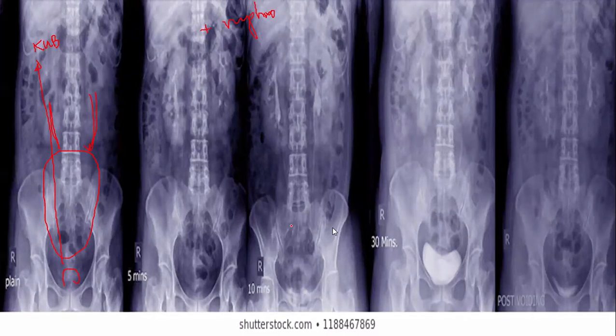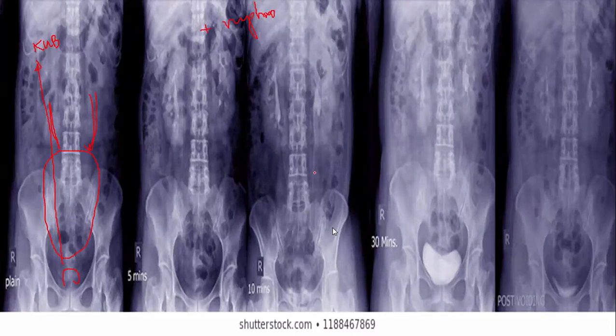After 10 minutes, you make a shot. So after 10 minutes again, di ba, 5 minutes. After 5 minutes, you shoot. Then after 10 minutes, you make a shot again. So expect that it will now be at the ureter.